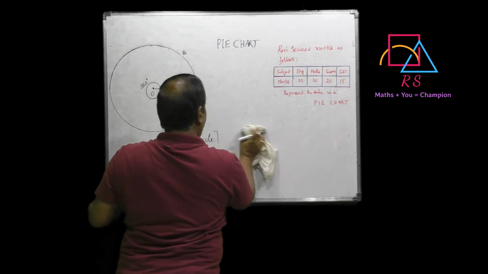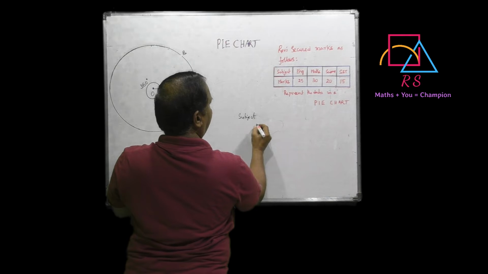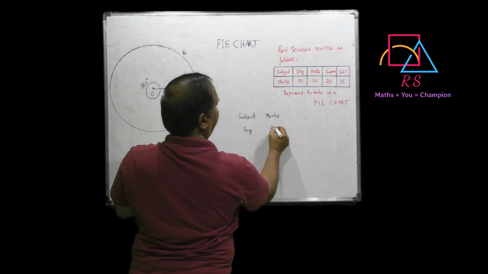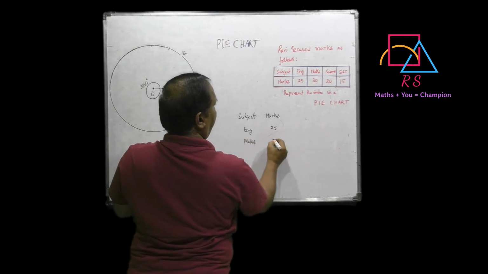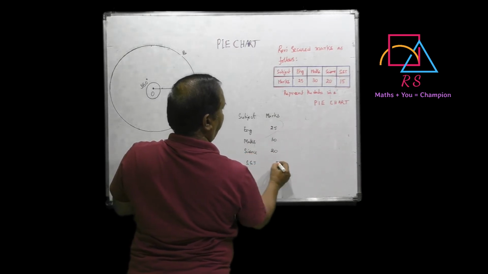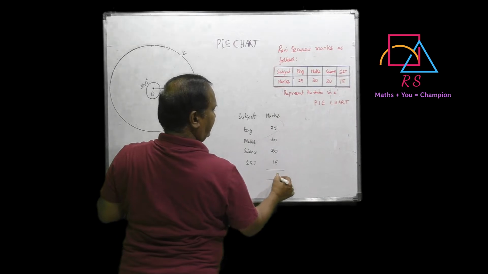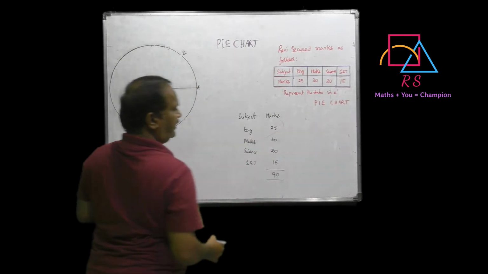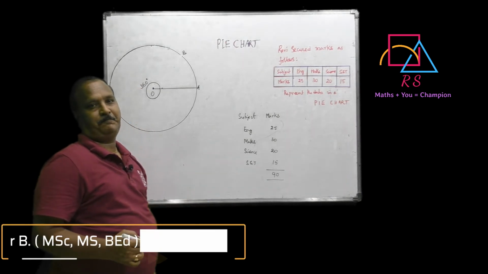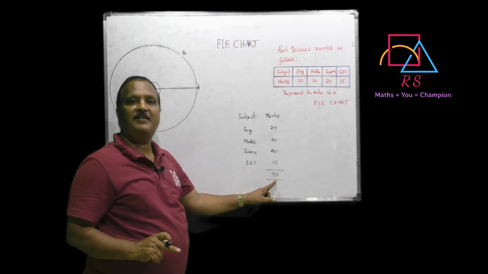So now I am going to do it in a separate way. I will make a table so that it will be easy for you. I will make the table vertically, subject and the marks. English you have 25 marks, maths 30 marks, science 20 marks, and SST 15 marks. You add all these 4 subjects' marks, so the total is 90 marks. This 360 degrees, the complete angle, should be divided into 90 parts.